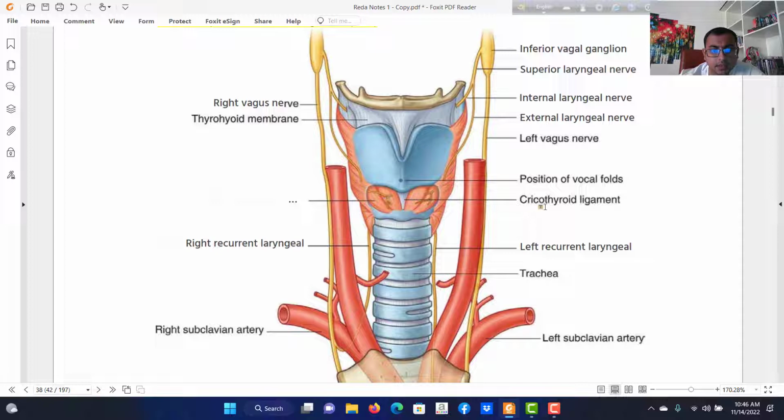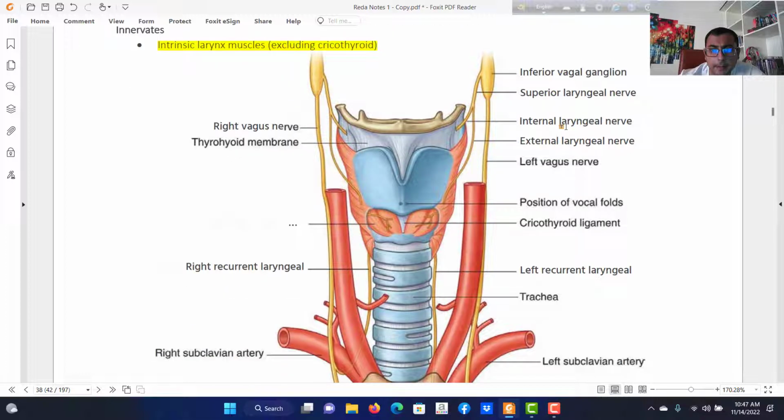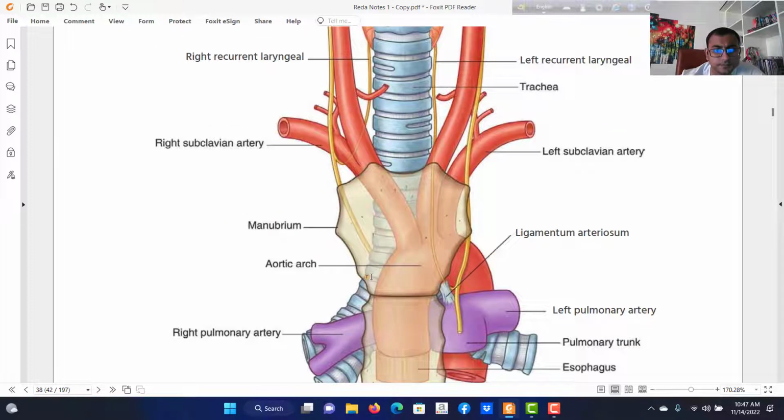See here, the cricothyroid muscle is supplied by another nerve. These are the superior and inferior pharyngeal nerves, the internal laryngeal nerve and the external laryngeal nerve. The internal laryngeal nerve gives supply to the vocal cord. The external laryngeal nerve gives supply to the intrinsic muscle of the larynx.